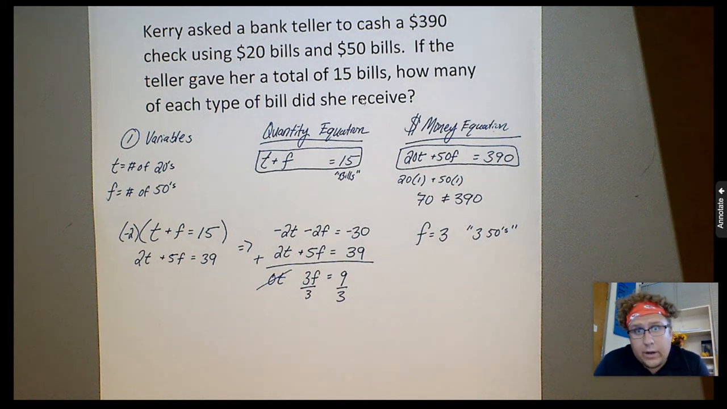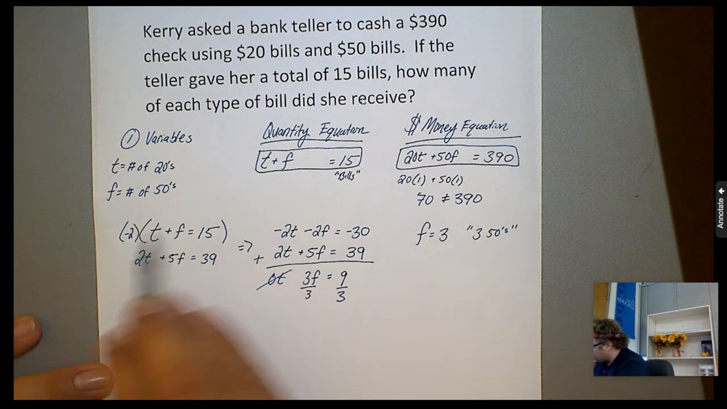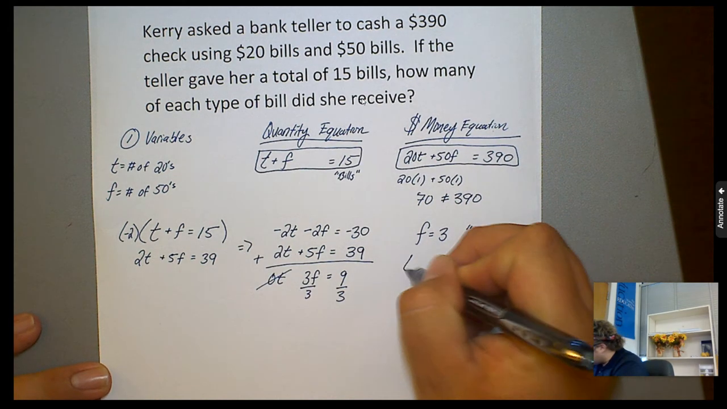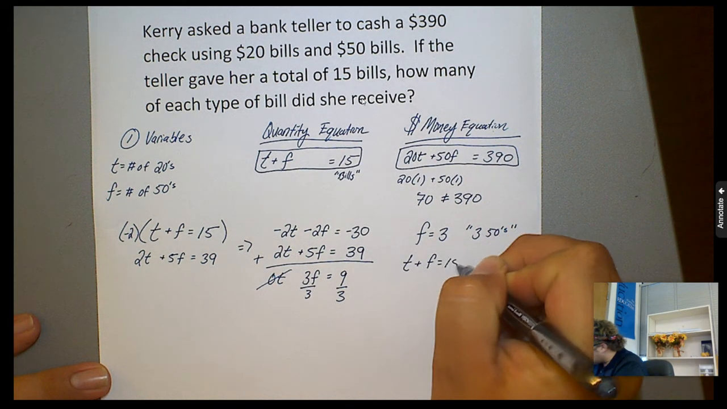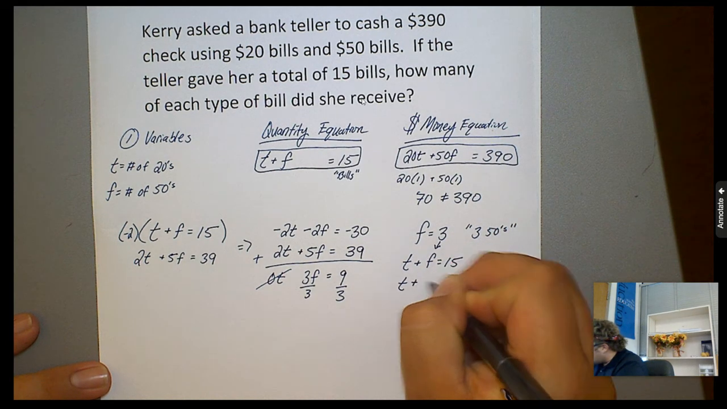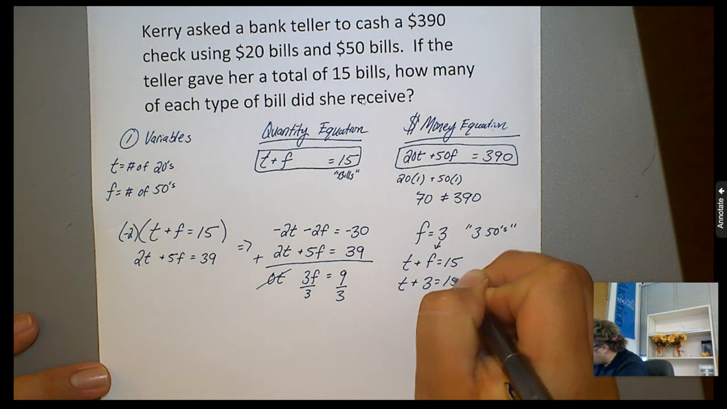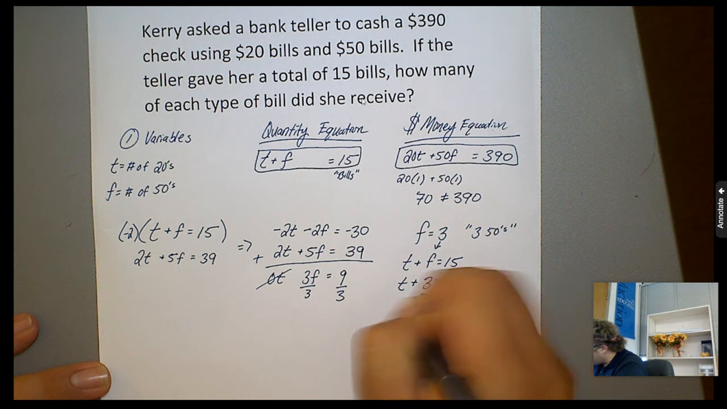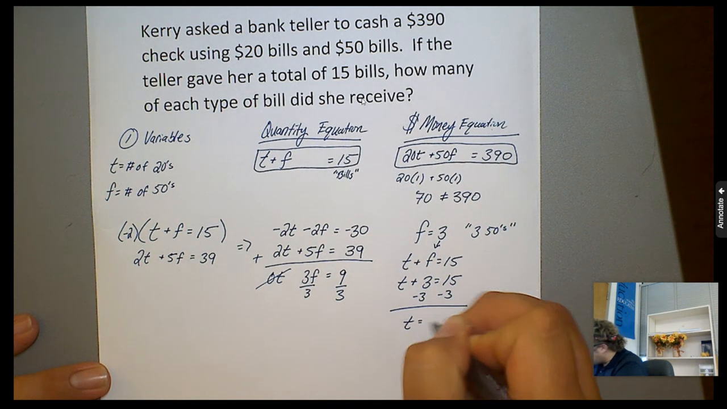So we're done. Just kidding. We're not done. We now need to figure out how many 20s there were. But that's a relatively simple task because we have a pretty simple equation. The quantity equation would be T plus F equals 15. And I'm going to take that 3 and substitute it in. Subtract the 3. And I get T equals 12.